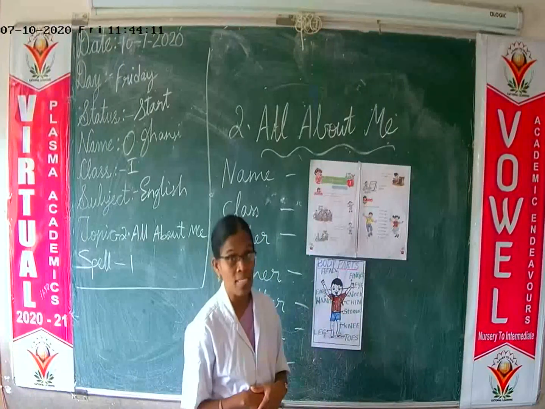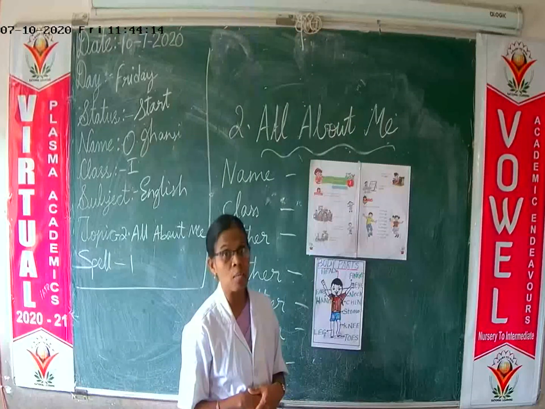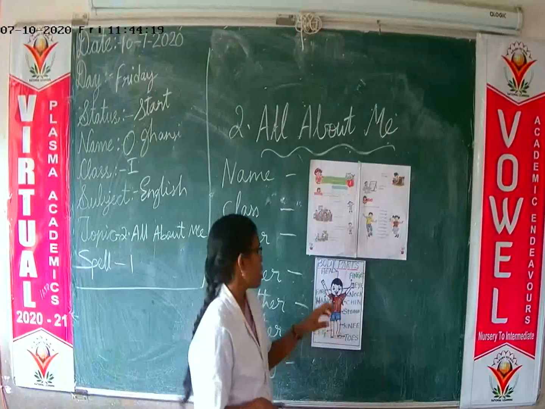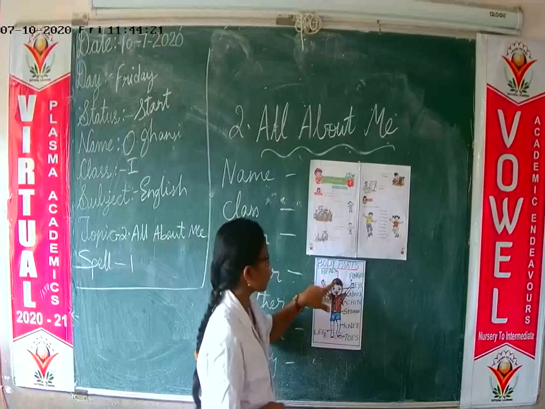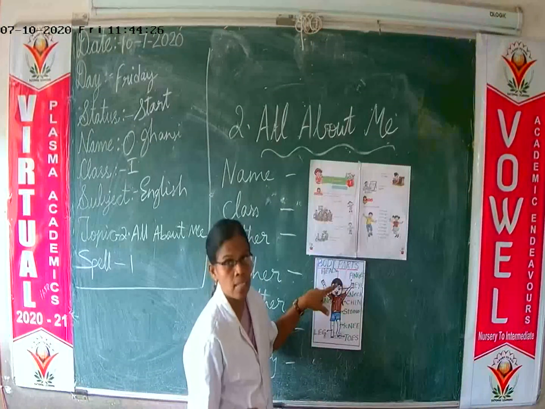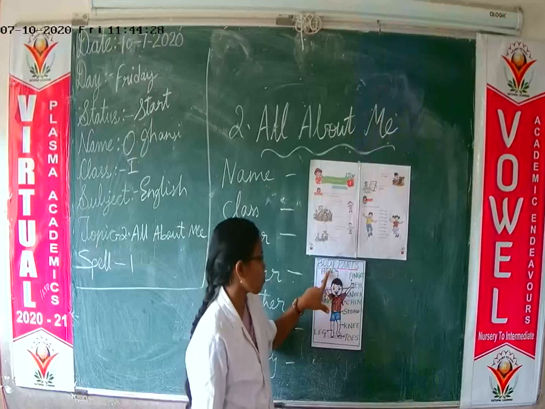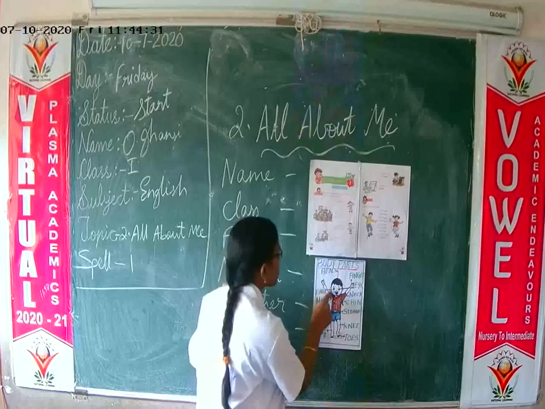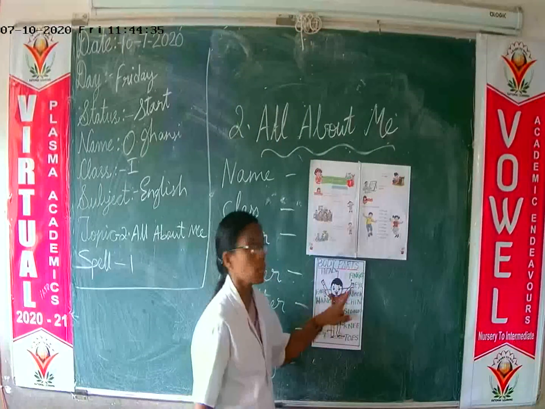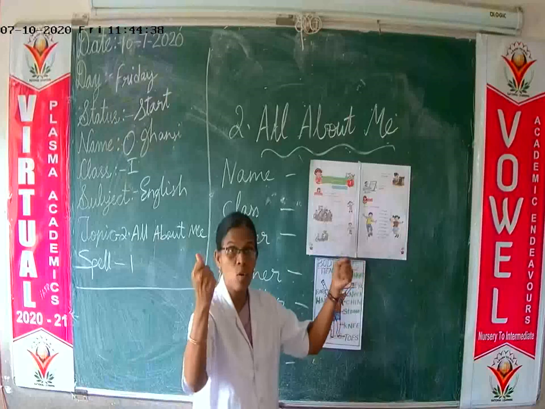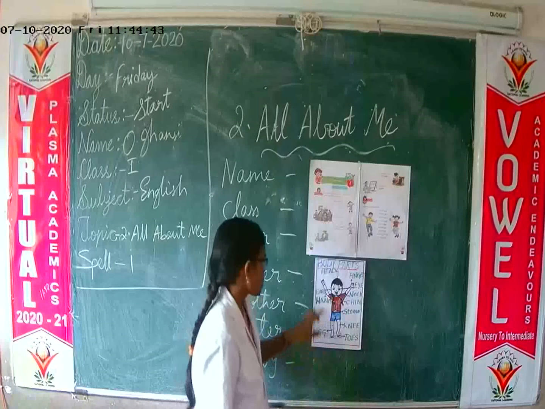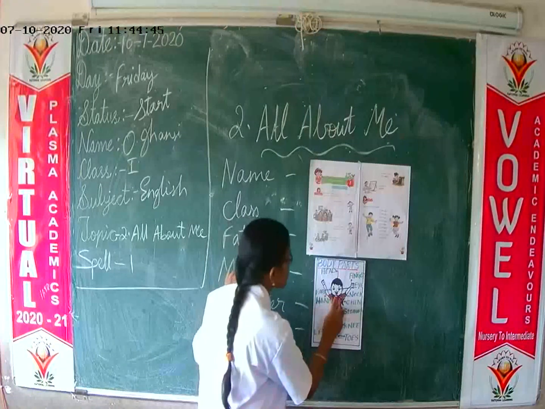Do you understand? So, once again, let us see the parts of the body. Still we have other parts of the body. Now, see, what is this, children? Head. What are these called? Hands. Yes, children.